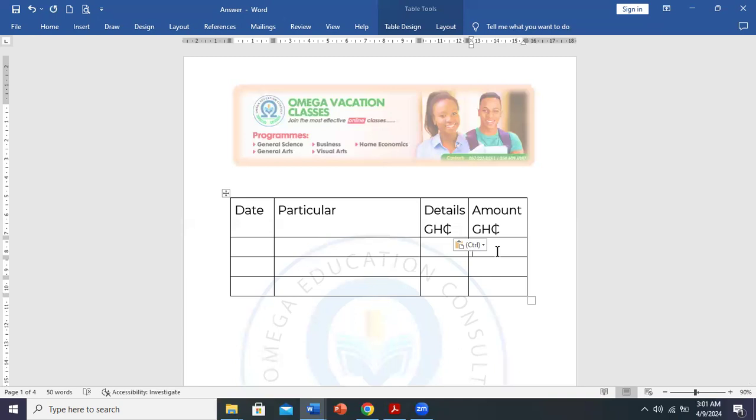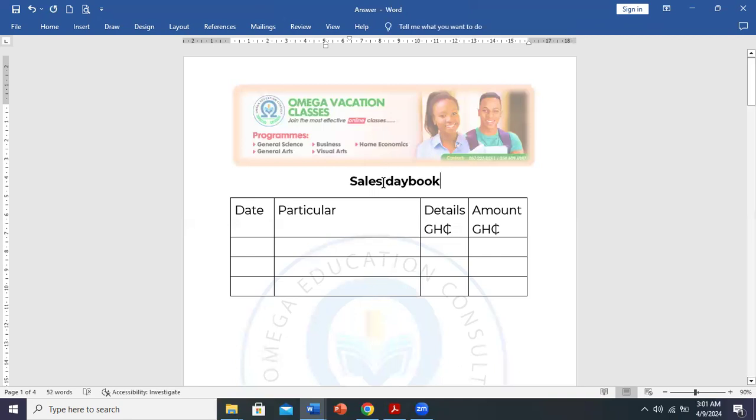So these are the 4 standard columns that these 4 day books all have. So if it is the sales day book, you just write the sales day book on top like that, and that's all. If it is purchases, you write purchases day book, and you are good to go. If it's return inwards, return inwards day book. That's all.